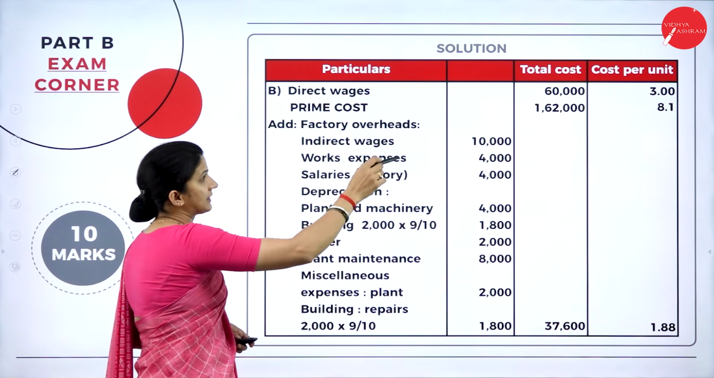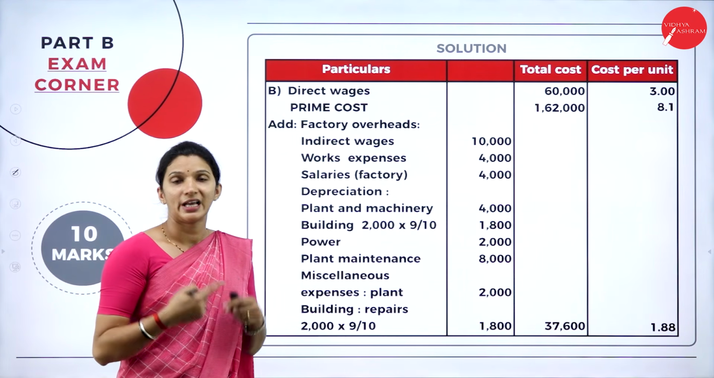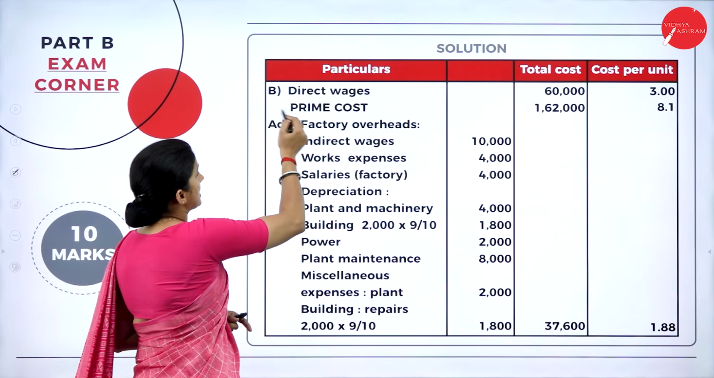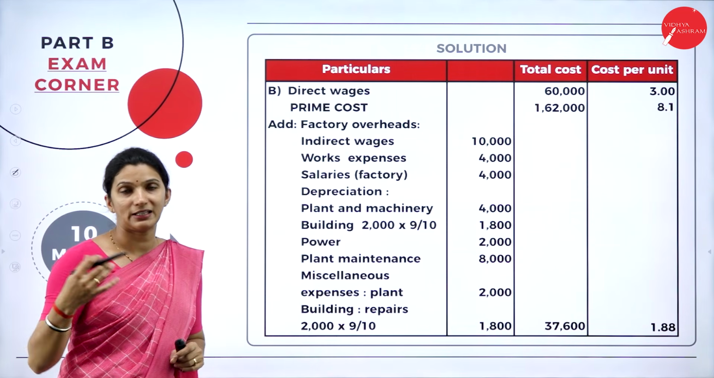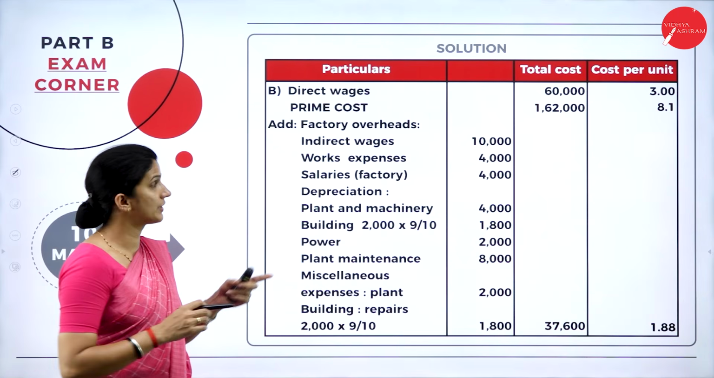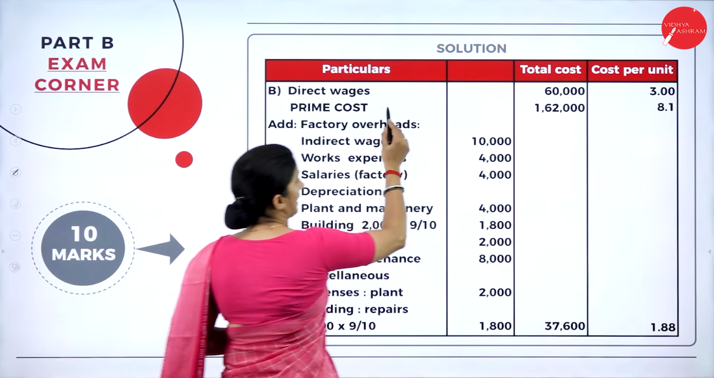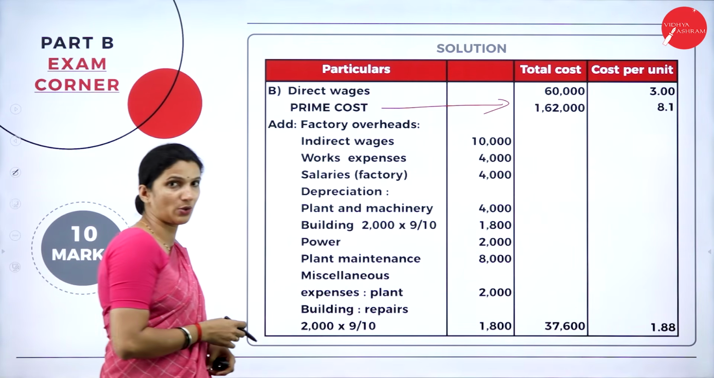Next, we'll add these, and there is one more third element, that is direct expenses. If it is given in a question, then we will add the direct expenses. Then we'll add these, so we'll get the prime cost. Here in this question, we don't have the direct expenses, so we'll add these 2. So the prime cost is 1,62,000.